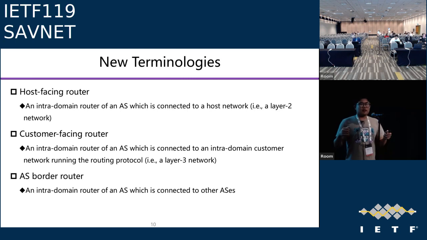So we first give the definitions of the three kinds of routers. A host-facing router is an intra-domain router which is connected to a host network. A customer-facing router is an intra-domain router which is connected to an intra-domain customer network, which also runs a routing protocol. And an AS border router is an intra-domain router which is connected to other ASs.